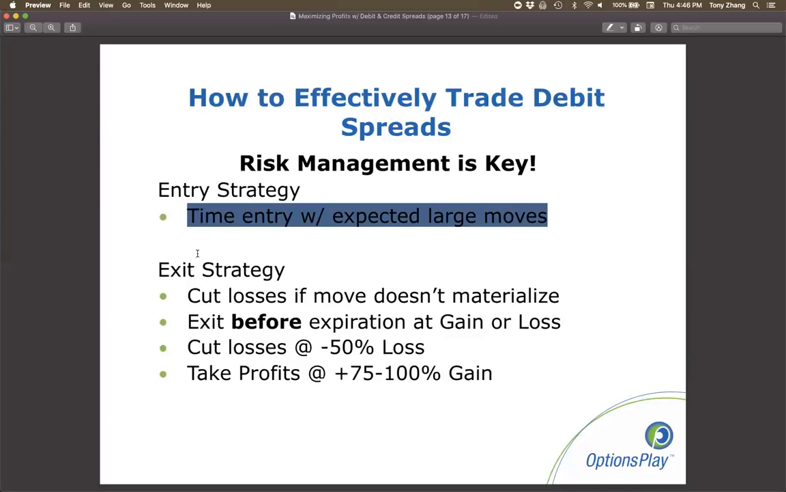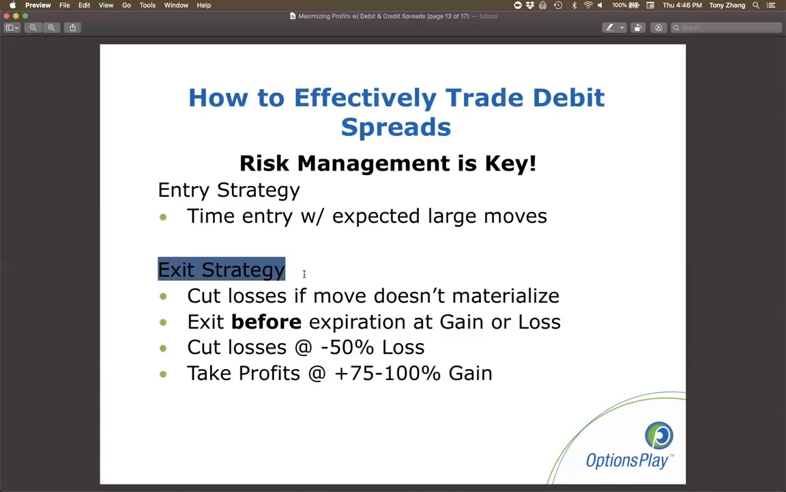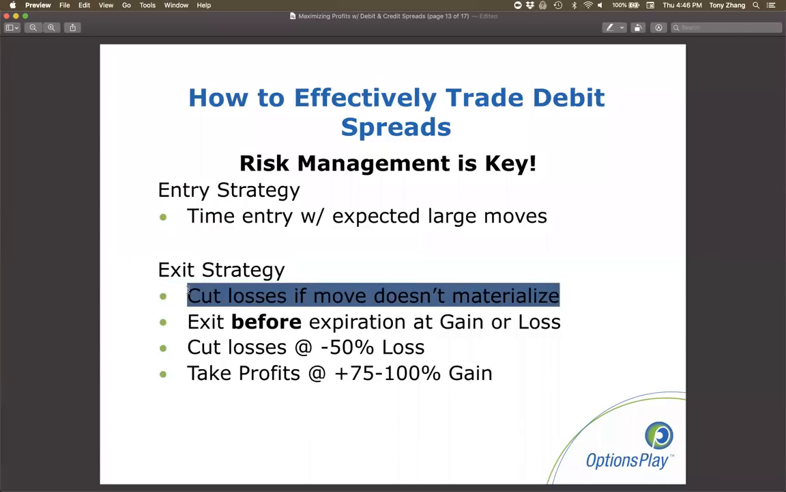When it comes to exit strategies, this is really where debit spreads, in my opinion, are a little easier to manage. The rules are quite simple. Number one, you want to cut losses if the move simply does not materialize. So when you're expecting a big move to happen, you can see it pretty quickly if it doesn't happen, meaning if it just goes sideways or starts to pull back, it's pretty easy to say, hey, the move that I'm expecting didn't happen, time to cut my losses.